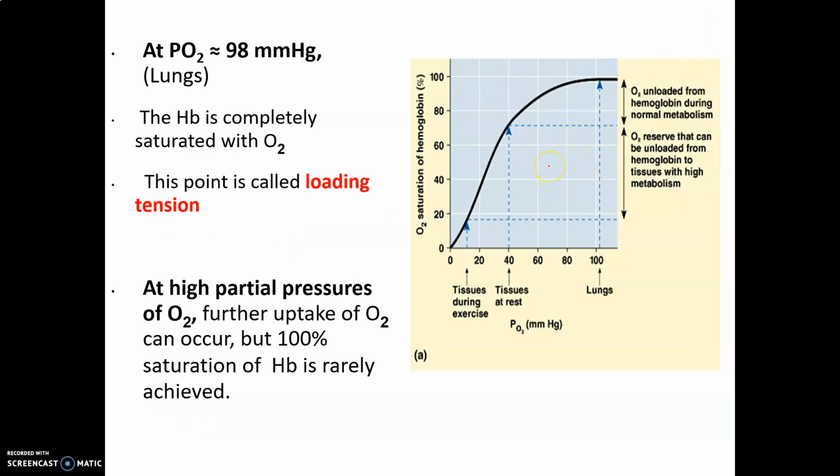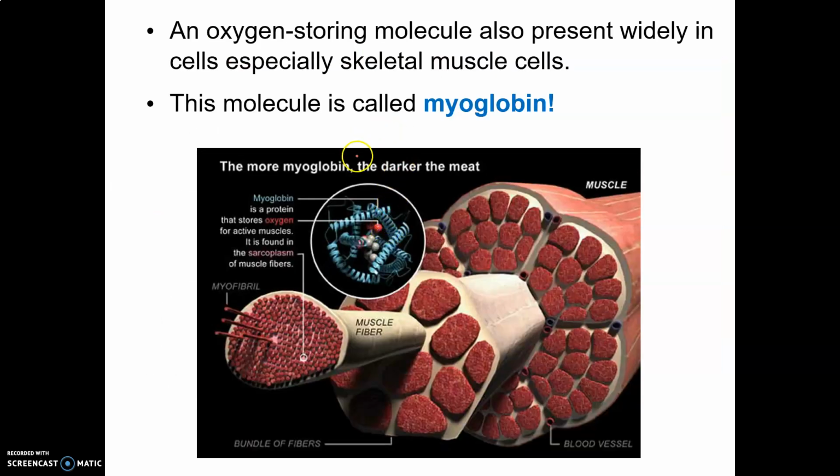Okay. At high partial pressure of oxygen, apa yang berlaku? Contohnya 98 mmHg dekat dalam lungs, Hb is completely saturated with oxygen. Kenapa? Due to the high partial pressure of oxygen. Bila high partial pressure of oxygen, more oxygen akan bind dengan hemoglobin. And that's why lah 98% of hemoglobin memang fully saturated with oxygen. Further uptake of oxygen can occur, but 100% is rarely achieved lah. Hanya 98% sahaja.